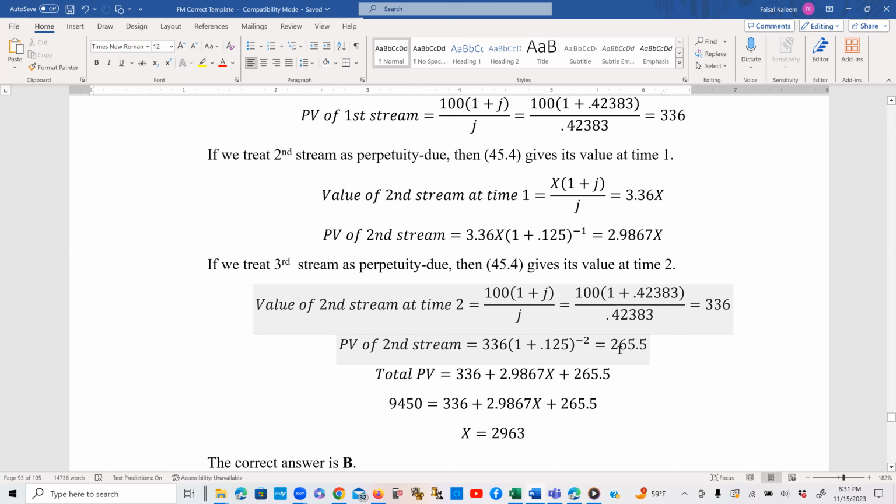So the total present value is the sum of the 3 streams: 336 plus 2.9867x plus 265.5, and we are given that the total present value is 9450. So from here, x is 2963, that's choice B.